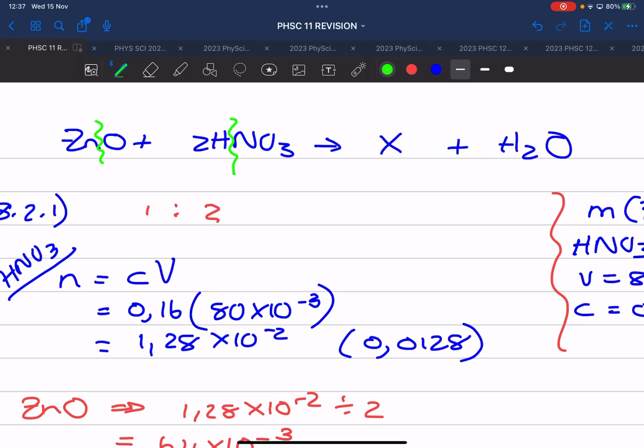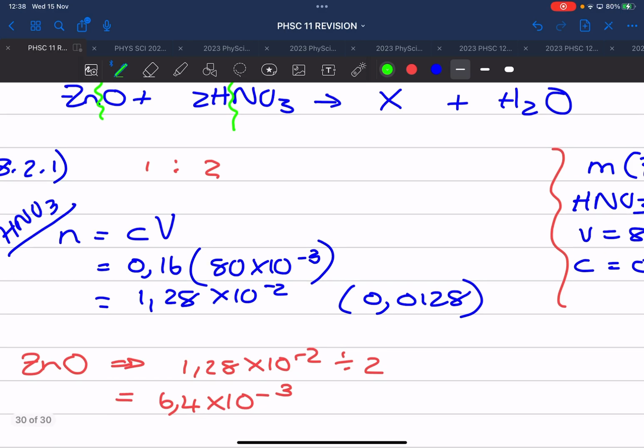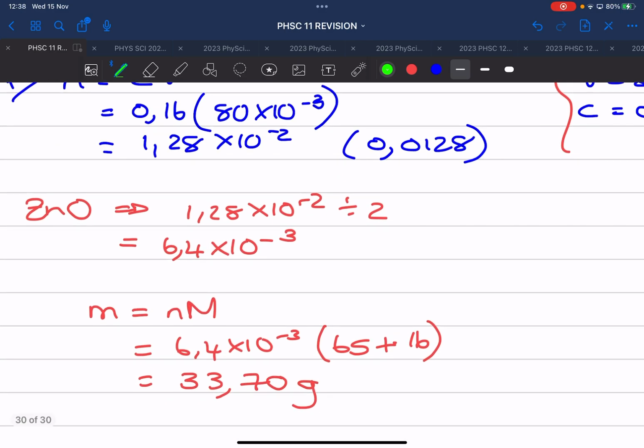65 plus 16. No, it's not 81. It's 80. It is 81. Sorry, I have the wrong thing here. It's a potato.